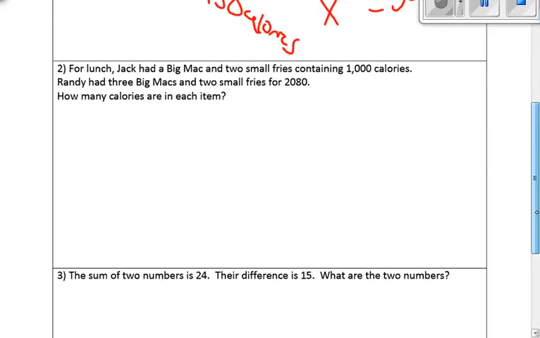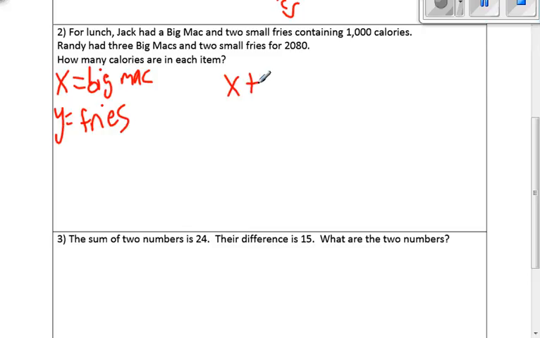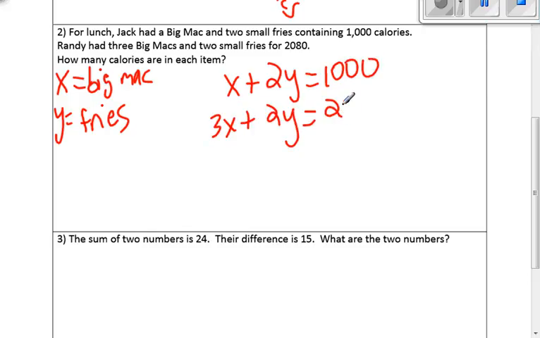All right, the second one. Jack had a Big Mac and 2 small fries, 1,000 calories. 3 Big Macs and 2 small fries for 2080. So X can equal Big Mac calories. Y could be the fries calories. So Jack had a Big Mac, 2 small fries, 1,000 calories. And Randy had 3 Big Macs and 2 small fries. And that's 2,080 calories. Randy's a hungry guy.